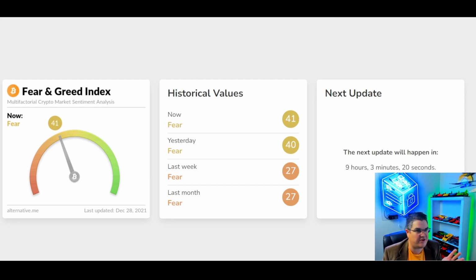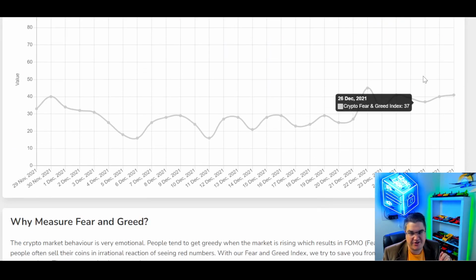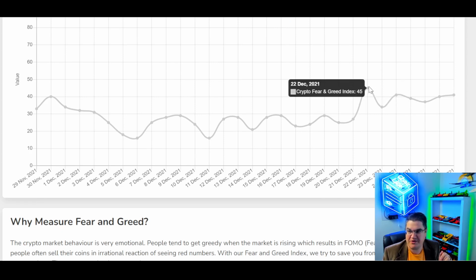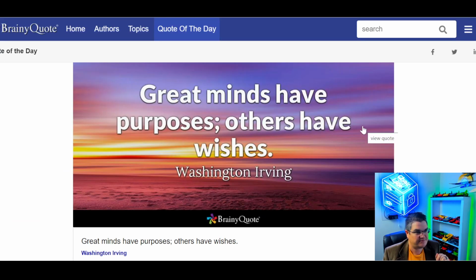So we're still at 41. We're okay on the Crypto Fear and Greed Index. We're still making higher lows, so that's a good sign. We just want to continue this motion and break a higher high. So we want to look at a 46 or higher. It'd be great.